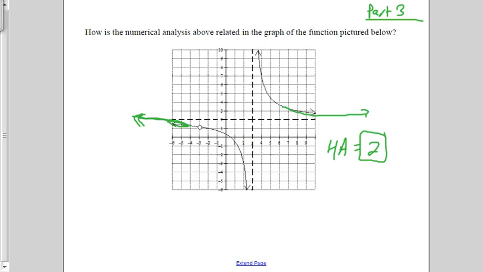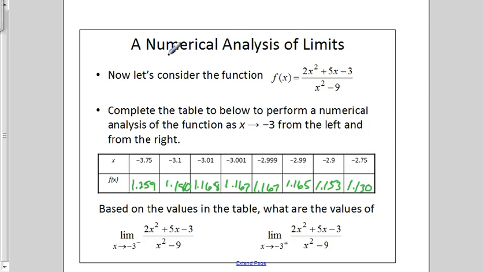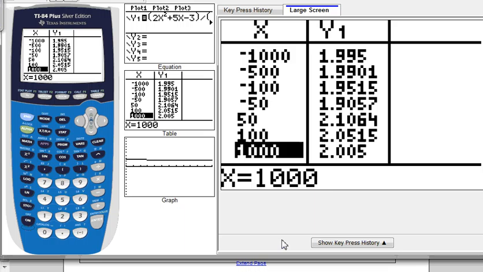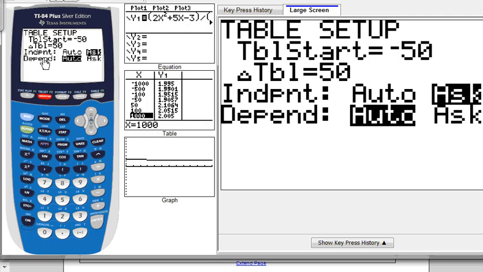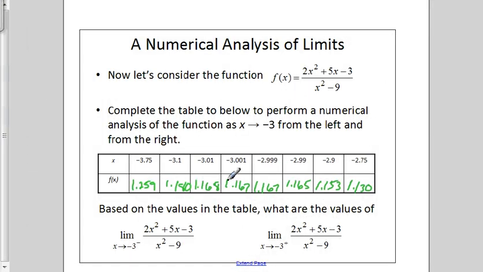Okay? All right, so now let's look at the next problem here. Again, I filled in the table. Hopefully you guys know how to put a function into y1 and then use the table set. I just showed you how to change the values of the independent variable by asking, instead of trying to go through all the data tables. This will save a tremendous amount of time. And so I did that here.